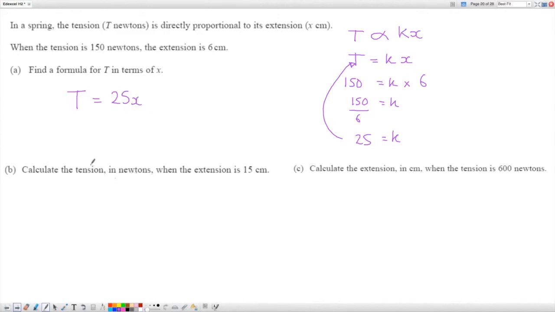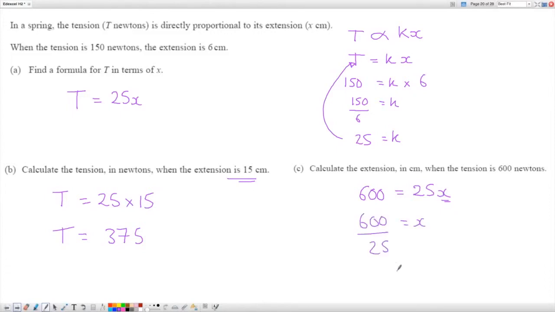Now we can use this to calculate the tension if the extension is 15. Then the tension will be equal to 25 multiplied by 15. Tension is 375. We can also use this the other way. If they give us the tension, being 600, it is equal to 25x. That's the extension. So to find our value for x, 600 divided by 25, so x is equal to 24. The extension there is 24 centimetres.